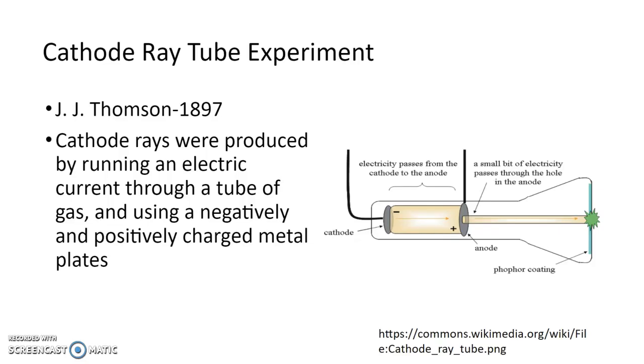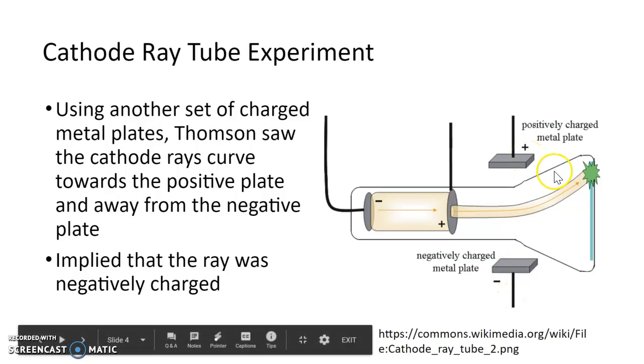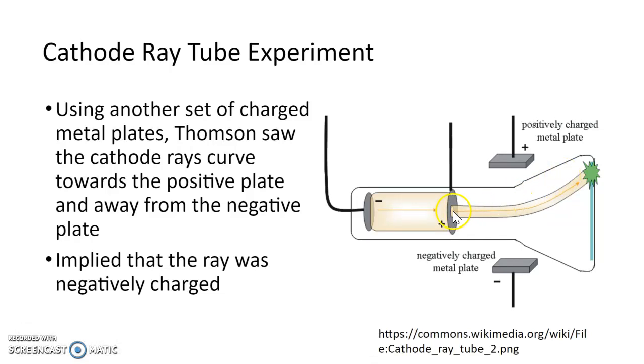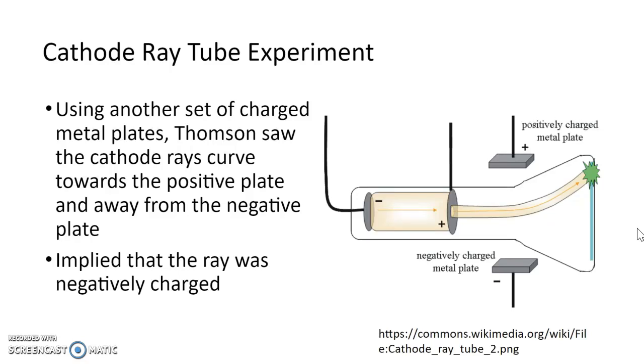Okay. So J.J. Thomson does several different experiments, but the one that we talk about the most in chemistry is actually his second really famous experiment. So he still uses that cathode ray tube as from before, but what he ends up adding to his experiment is a positively charged metal plate and a negatively charged metal plate towards the end of the cathode ray tube. So he ends up seeing that the cathode ray curves towards the positively charged plate and away from the negatively charged plate. So this ends up implying that the ray is negatively charged, because we know positive things attract negative things and that negative things repel negative things.